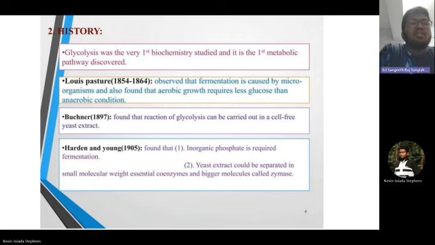History. Glycolysis was the very first biochemical pathway studied, and it was the first metabolic pathway to be elucidated. Pasteur, between 1854 and 1864, observed that fermentation is caused by microorganisms and also found that aerobic growth required less glucose than anaerobic conditions.